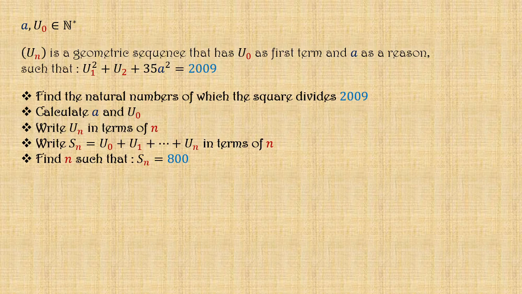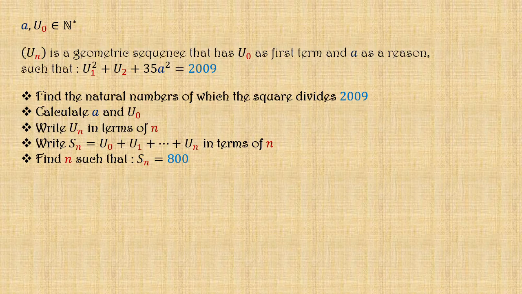So, at first, we're asked to find all the natural numbers that the square of which divide 2009. And then, to calculate the value of each of the reason a, and the first term u0. After that, we have to write the general term un, as a function of the natural number n. Then, to write the sum Sn, that equals u0, plus u1, plus so on, until un, in terms of n. And finally, to find the value of the natural number n, for which the sum Sn, would be equal to 800.